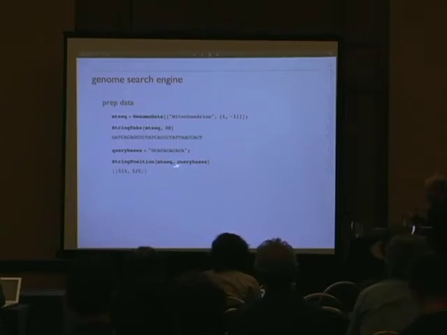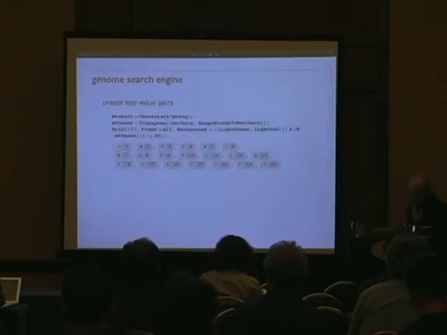And I'm going to define a query string that I want to search for on the genome. Since this is a small test case, I can just go ahead and search this small snippet of genome for that query, and I know that it only appears once, at position 515. So now I'm going to create my key value pairs.